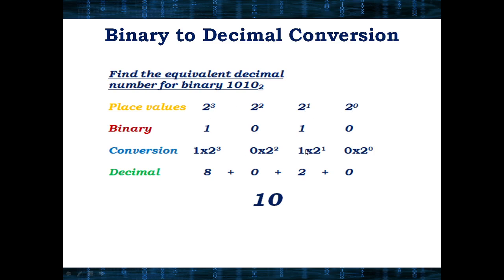Now while converting, wherever the value is 1, we have to consider those place values. The 0 value we need to ignore, so 0 into anything is 0. Here 0 into 2 to the power 0 is 0. 1 into 2 to the power 1, that is 2. 0 into 2 to the power 2 becomes 0. Next is 1, that is 2 to the power 3, so 1 into 2 to the power 3 becomes 8. So in the decimal format it becomes 8 plus 2, that is nothing but 10. So the equivalent value for this binary is the decimal value 10.